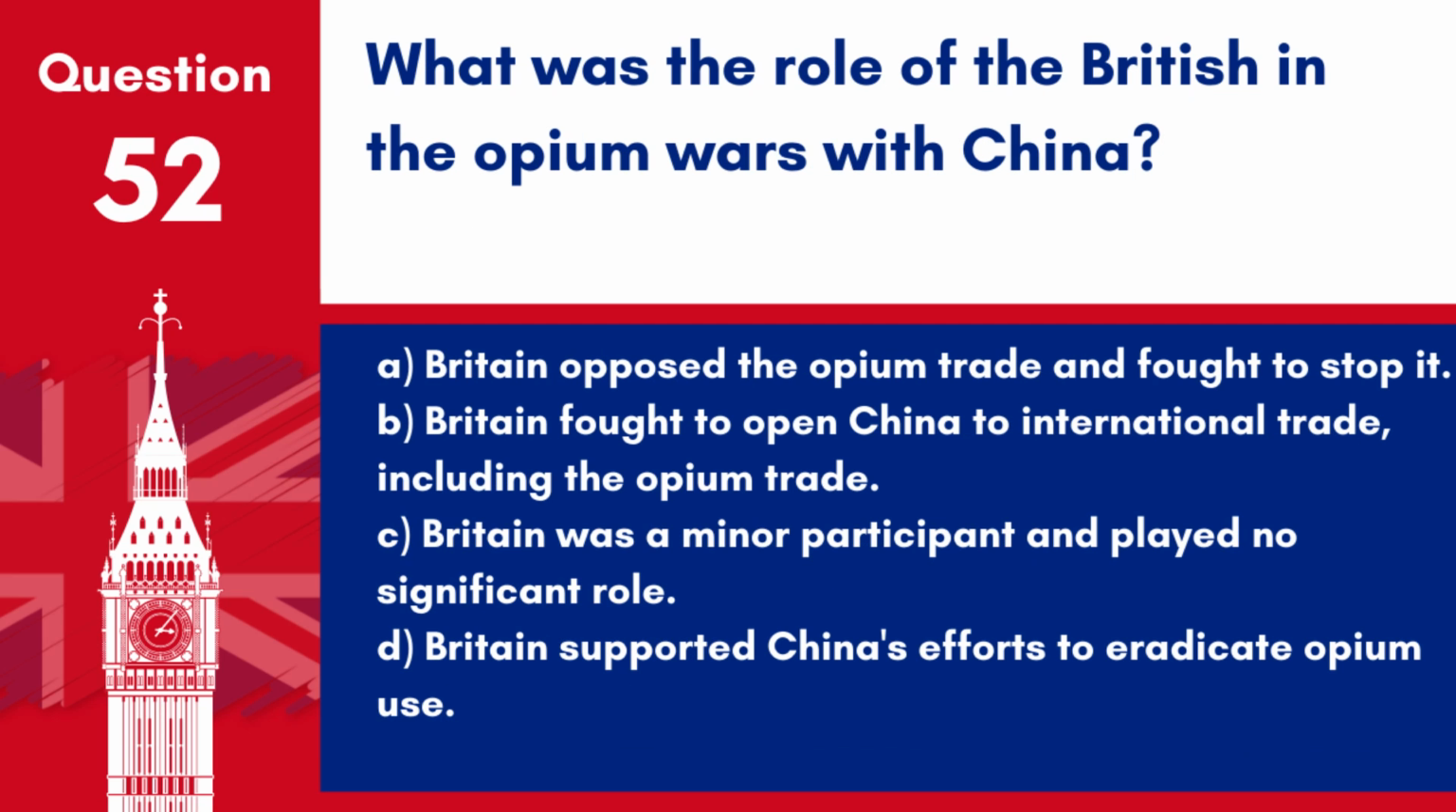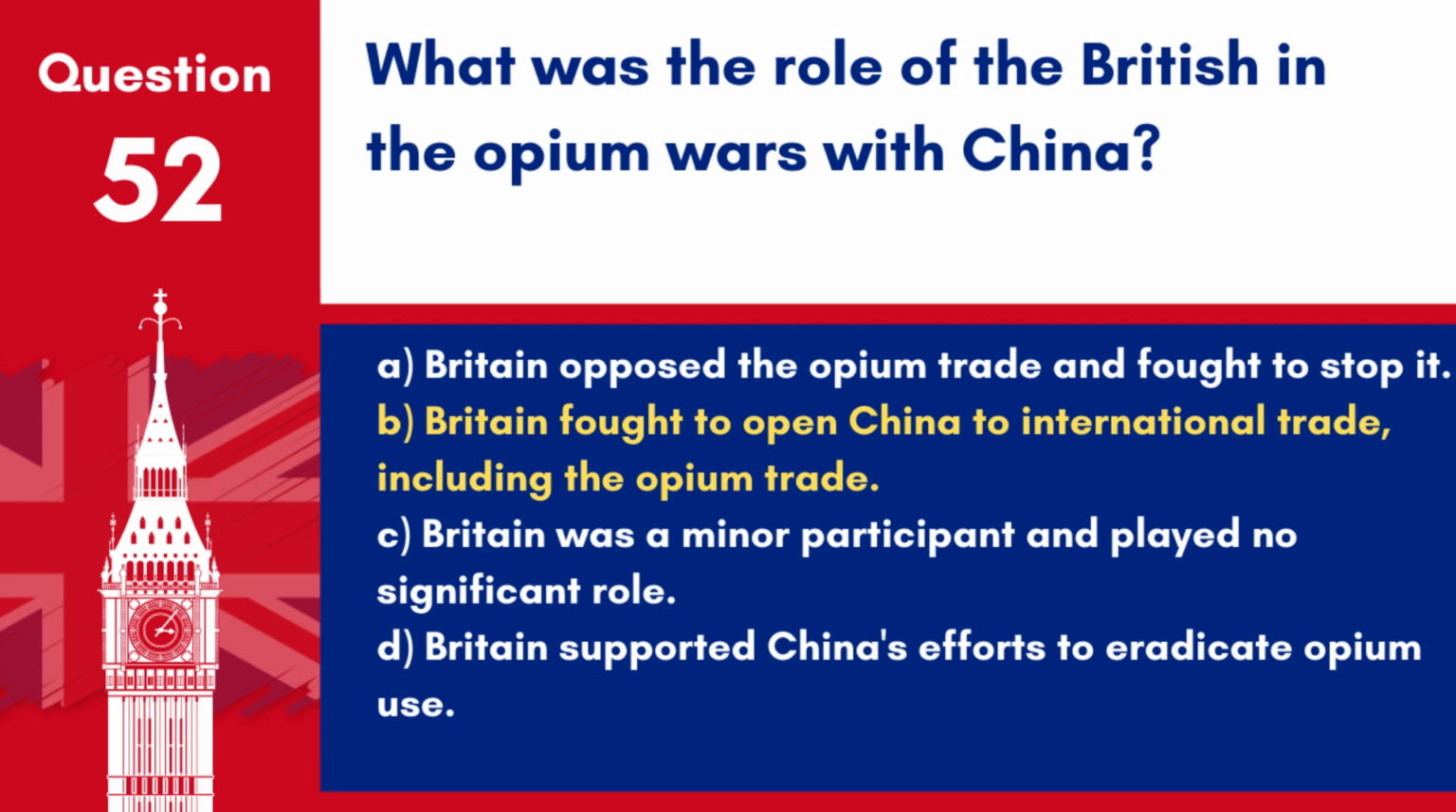Question 52. What was the role of the British in the Opium Wars with China? A. Britain opposed the opium trade and fought to stop it. B. Britain fought to open China to international trade, including the opium trade. C. Britain was a minor participant and played no significant role. D. Britain supported China's efforts to eradicate opium use.